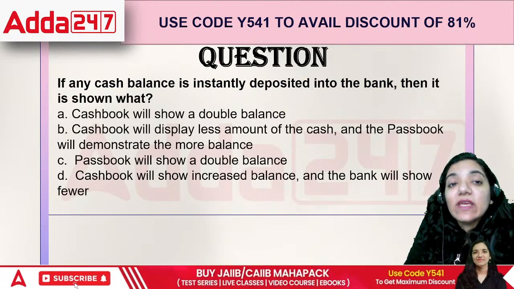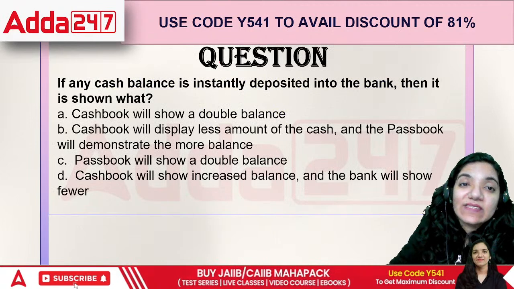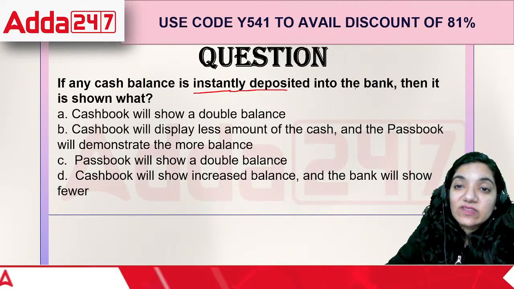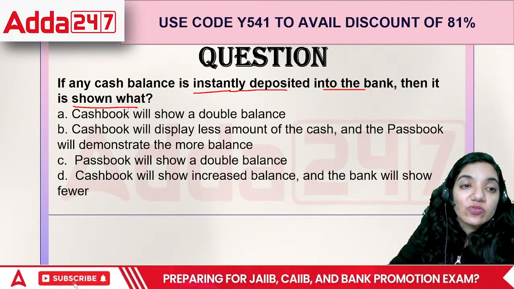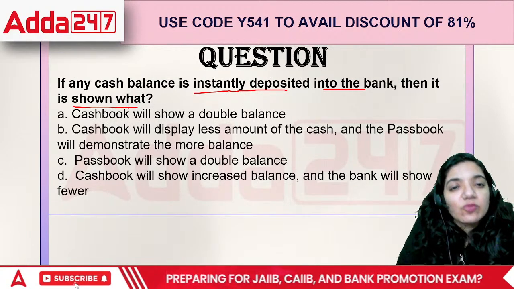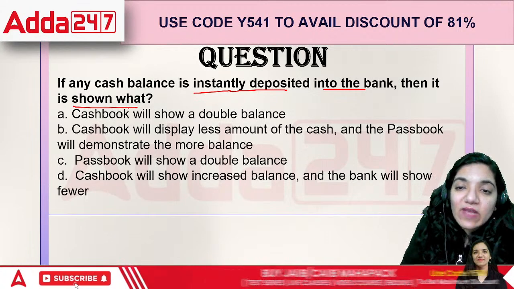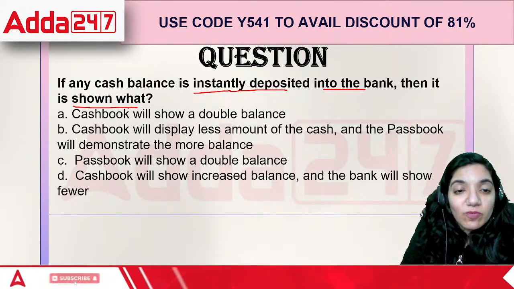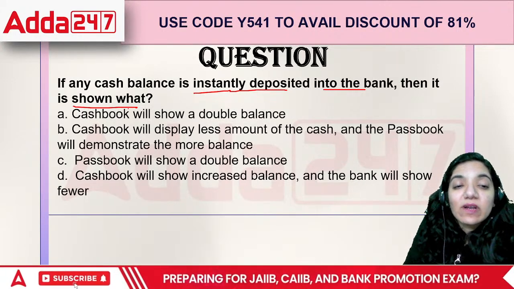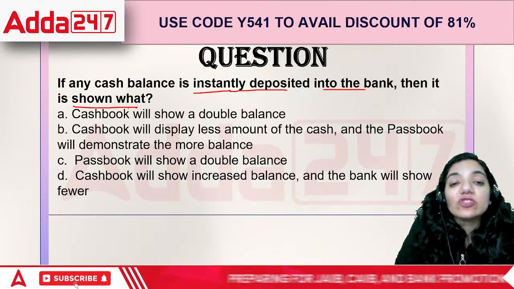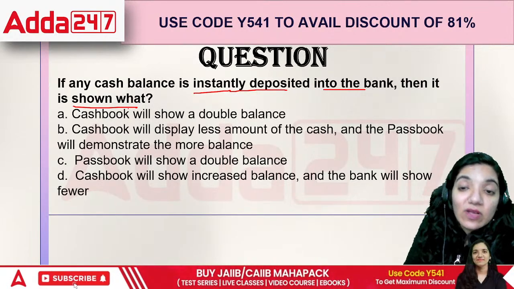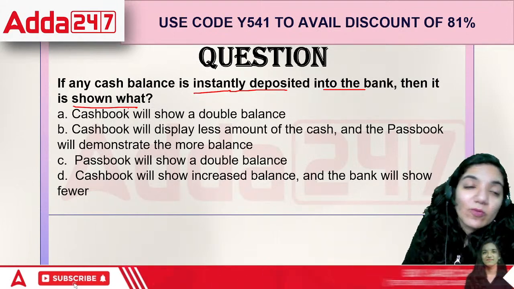Next question. If any cash balance is instantly deposited into the bank, then what would be shown? Cash book will show a double balance. The cash book will display less amount of cash. The passbook will demonstrate more balance. The passbook will show a double balance, or cash book will show increased balance, and the passbook will show fewer. What would be the answer?